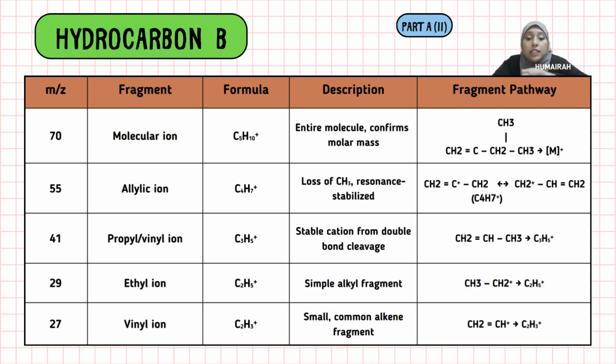So all these fragments support the presence of an alkene functional group, a linear or slightly branched hydrocarbon chain, and it confirms the structure deduced from NMR data earlier.